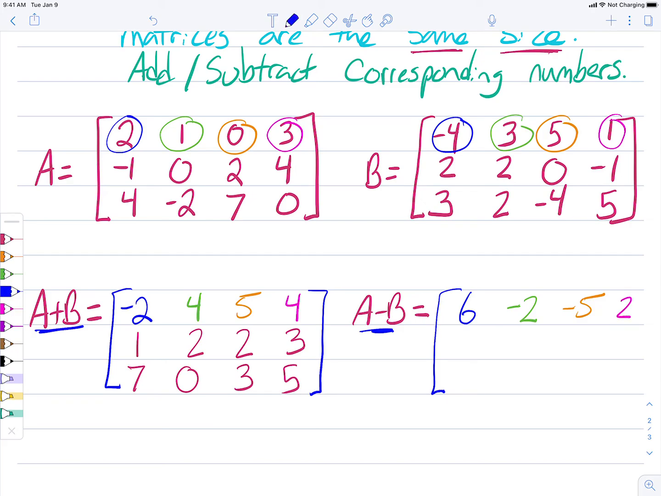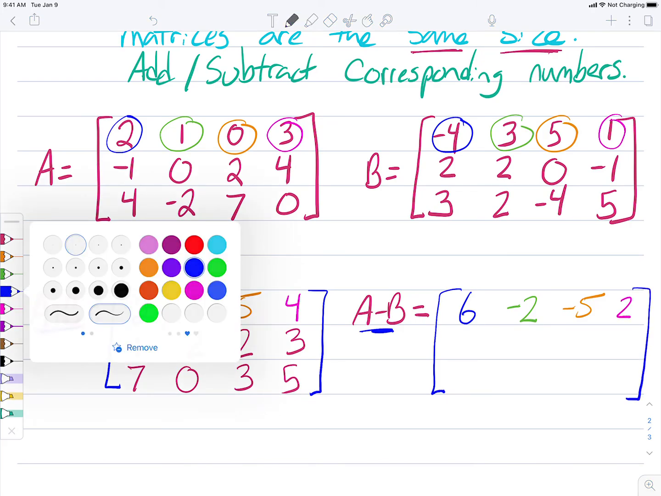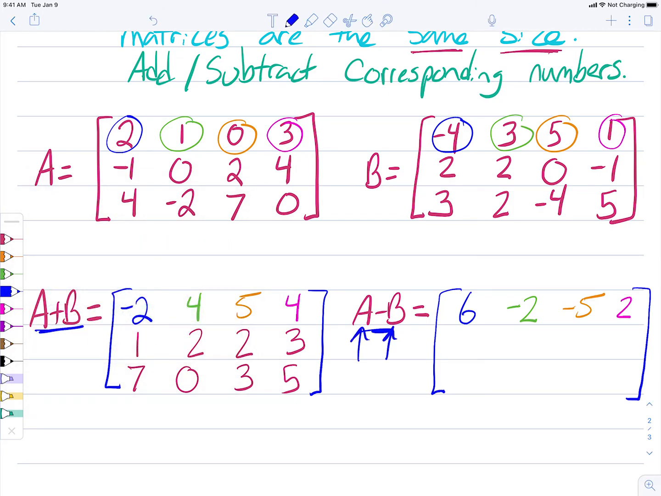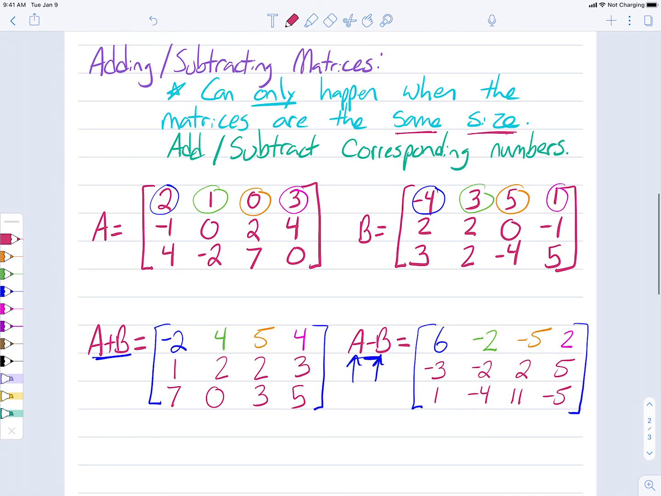And the order does matter because it says take matrix A and subtract matrix B. So I need to go the A minus the B. So if I kept on going, I would have a -3, a -2. Again, be careful with your negatives, especially subtracting a negative. -4, 11, and -5. So that's how you subtract matrices. And again, if it wasn't the same size, you would have a number with nothing to correspond to. So it has to be the same size.